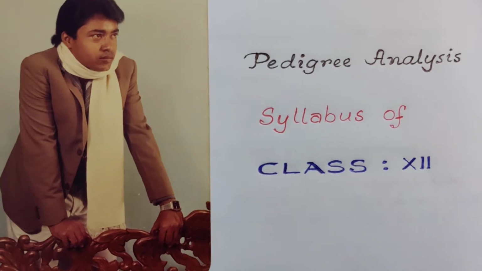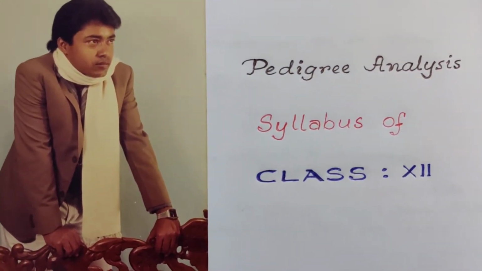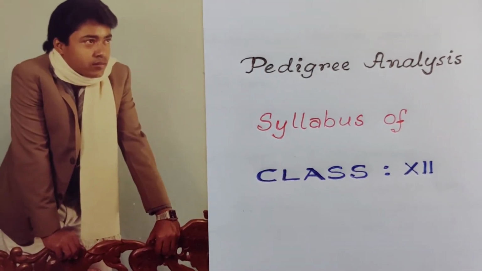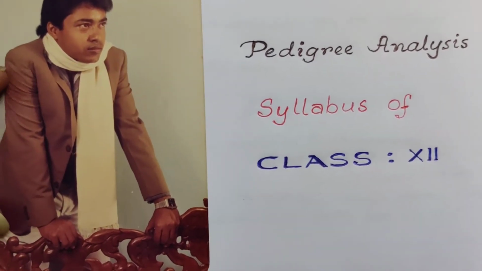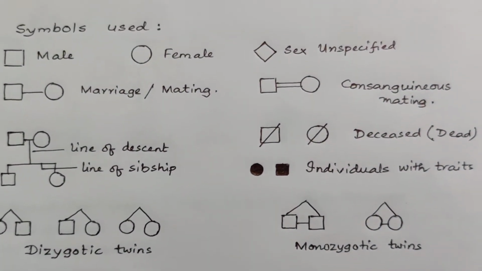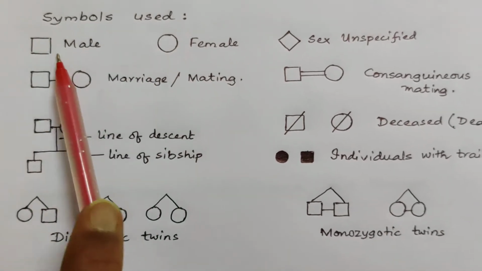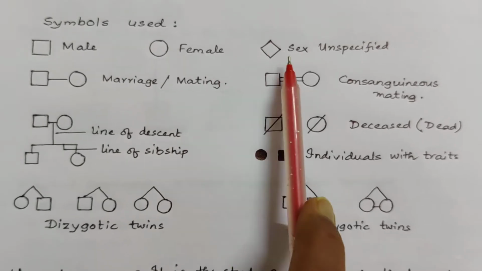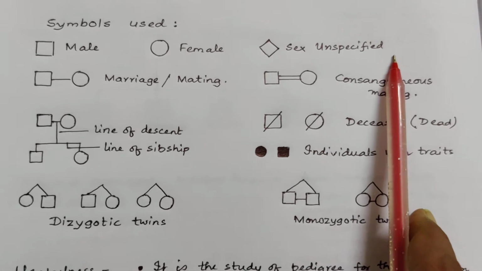Okay, so let's go ahead with the pedigree analysis. I think you know everything about pedigree analysis till now, the signs and symbols. Coming to the symbols used over here, we use square for males, the circle for females, and this diamond type of structure for sex unspecified.